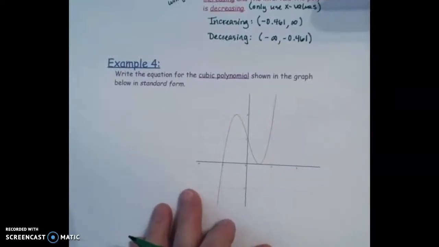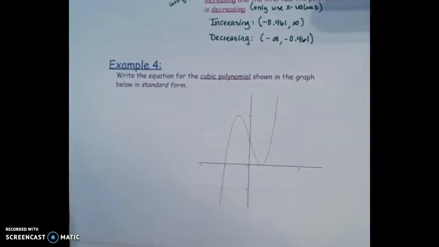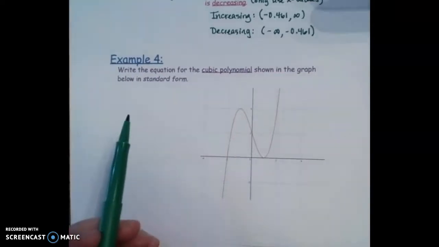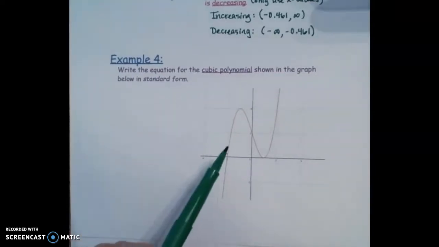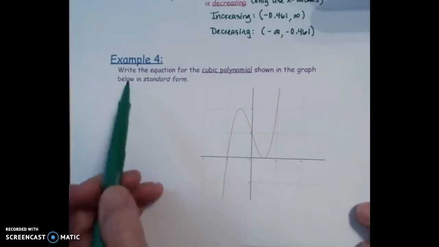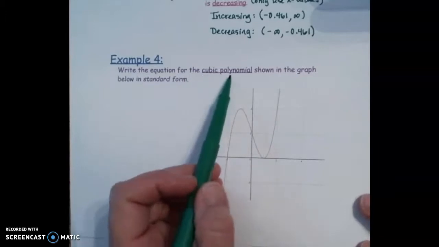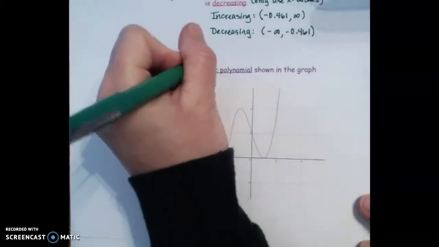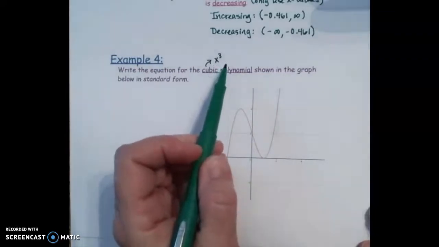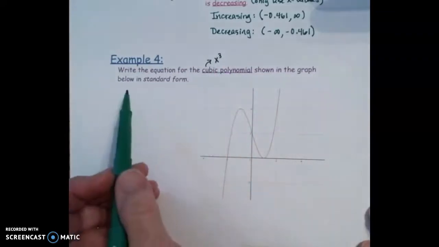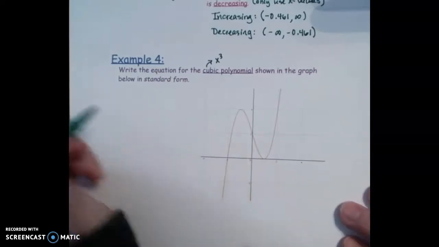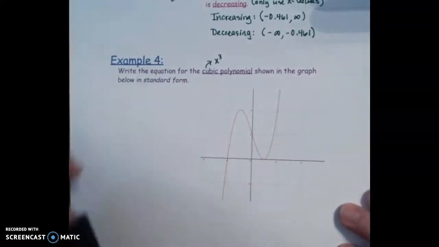Okay guys, we are back with example 4, and we are going to work backwards. We're going to write the equation given the graph. So a couple things to point out here. It says write the equation of the cubic polynomial. So if it's cubic, our polynomial should have x to the third, and it wants it in standard form, so not factored form.